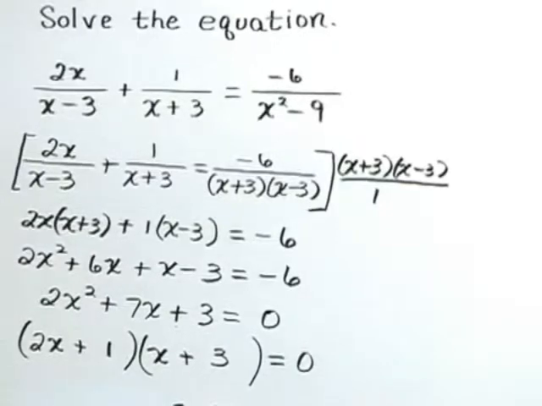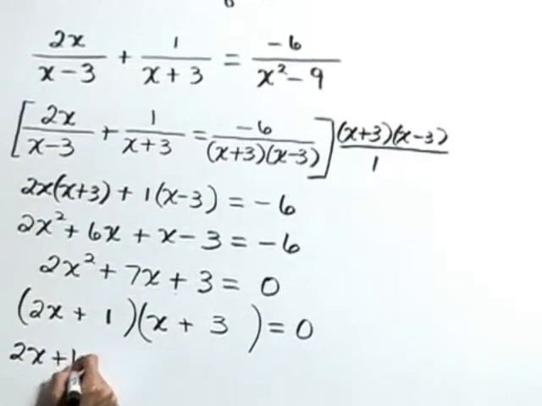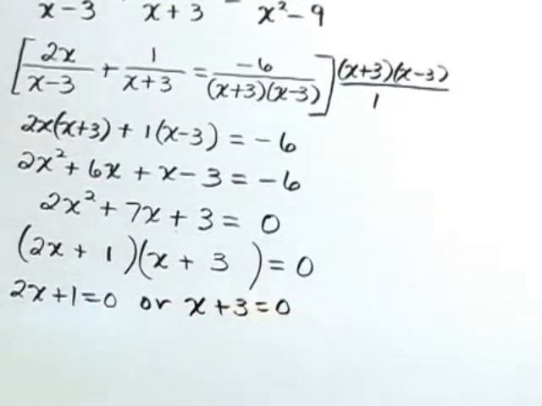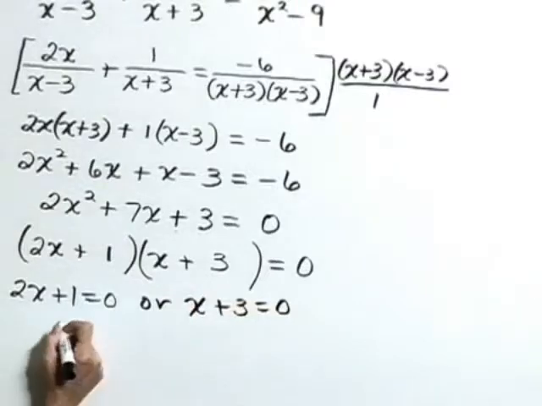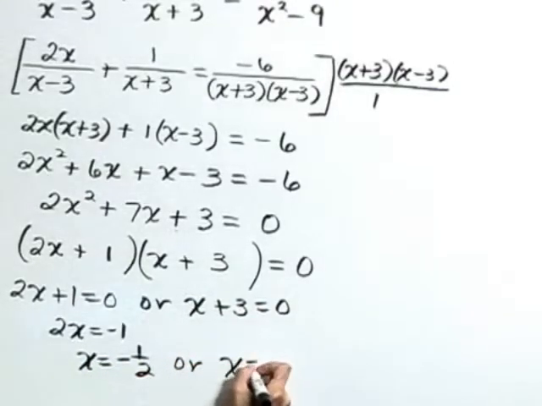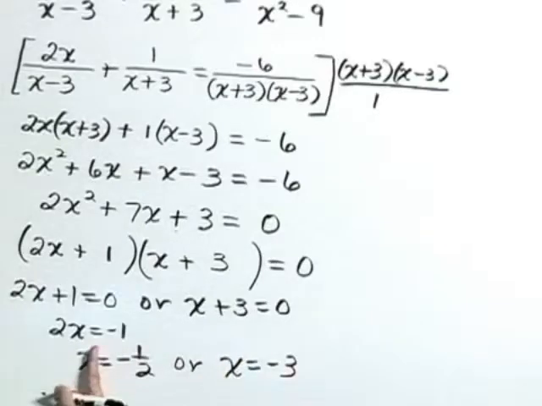Now for our zero factor property, if the product of two things gives 0, then either one or the other, or both, is 0. So either 2x plus 1 is 0, or x plus 3 is equal to 0. Now solving each linear piece, 2x is negative 1, so x is equal to negative 1/2, or x is equal to negative 3. Now, one thing we have to be careful of is making sure that our proposed solutions do not cause a 0 in any denominator of the original equation.